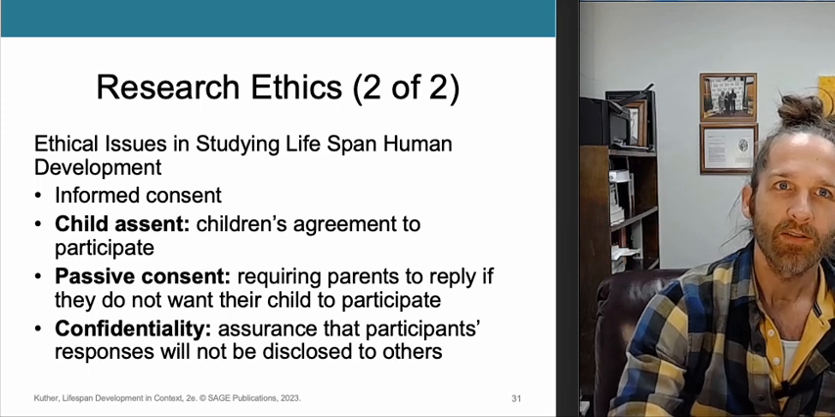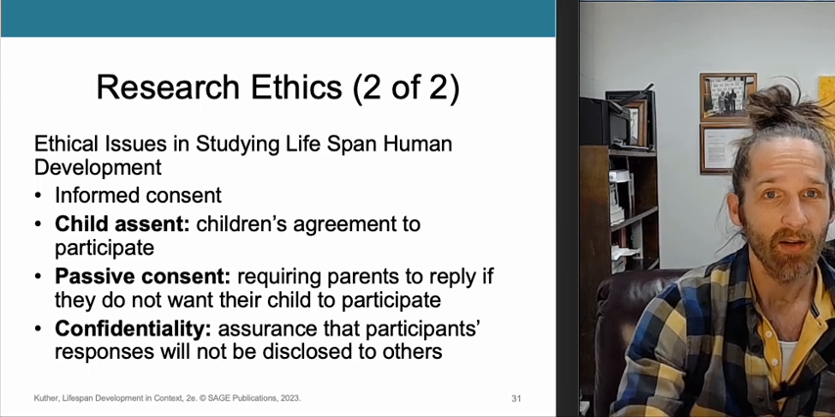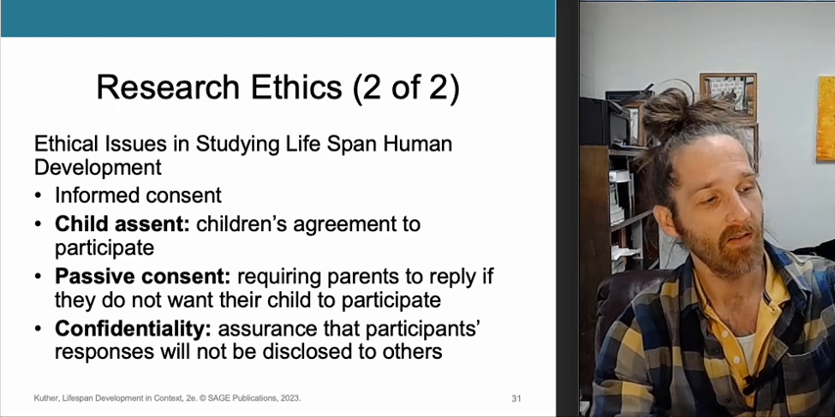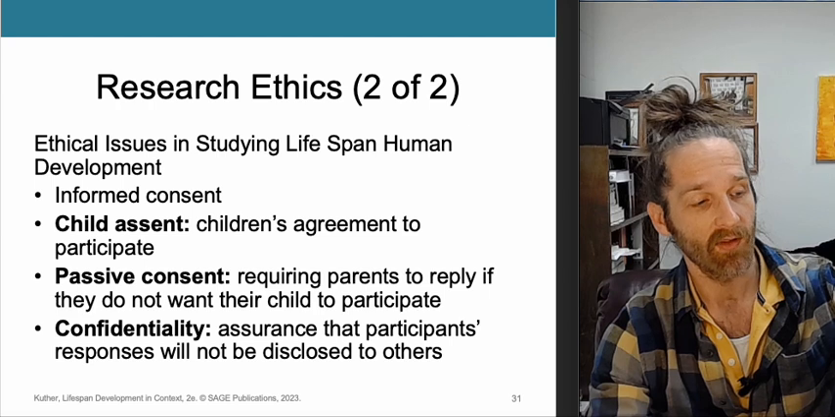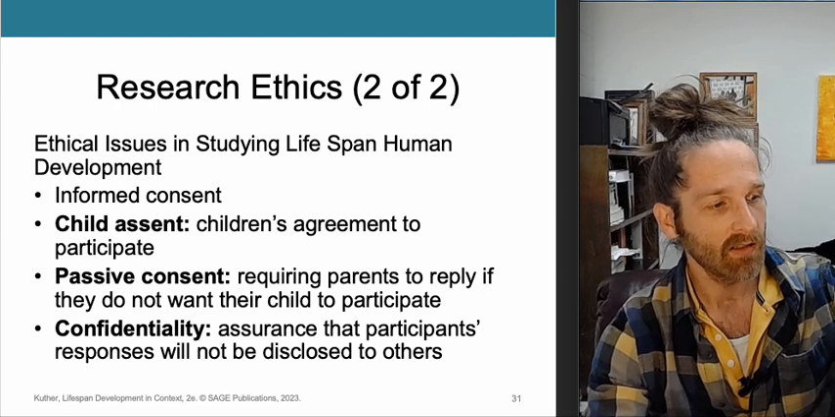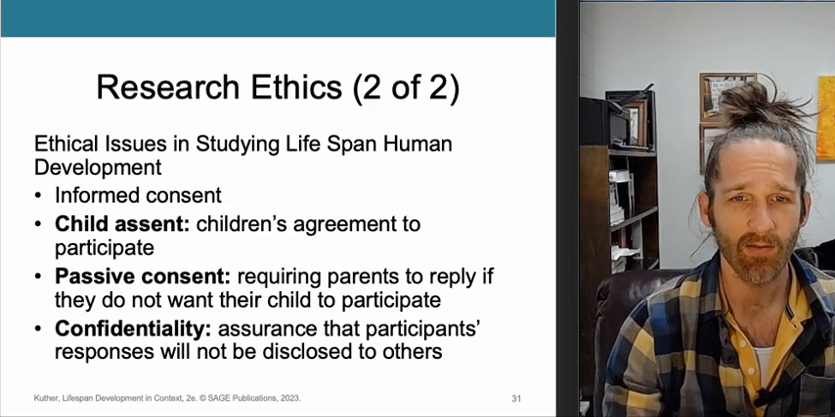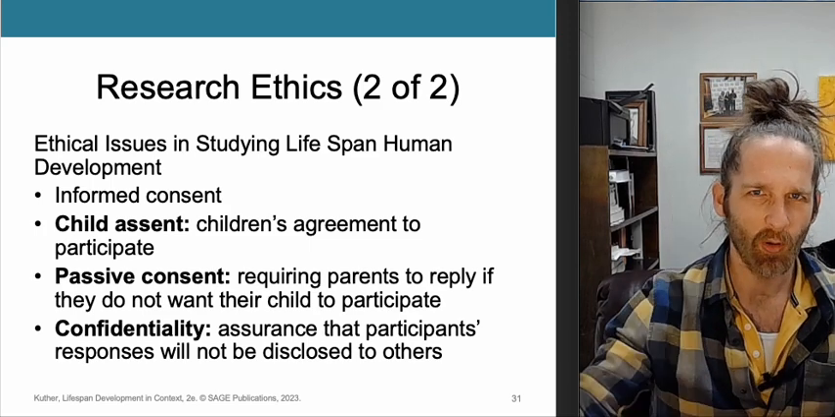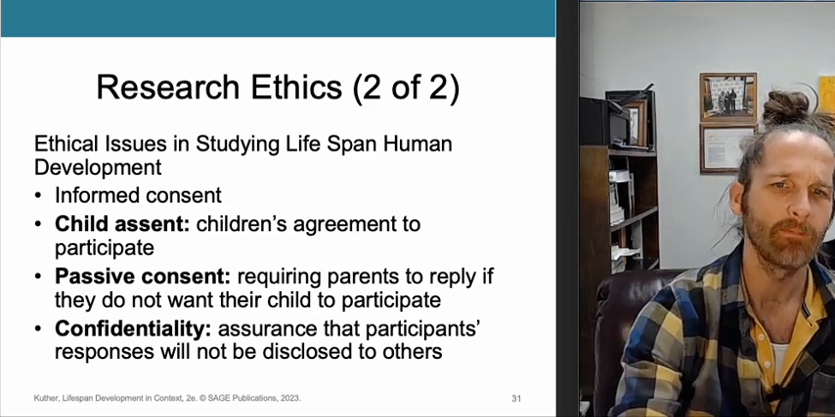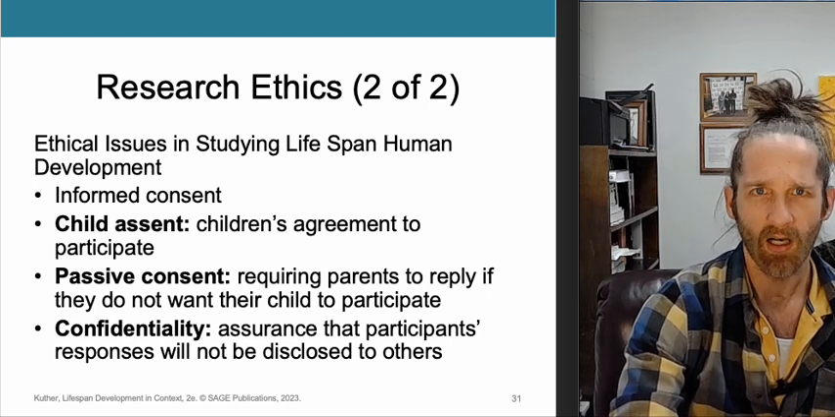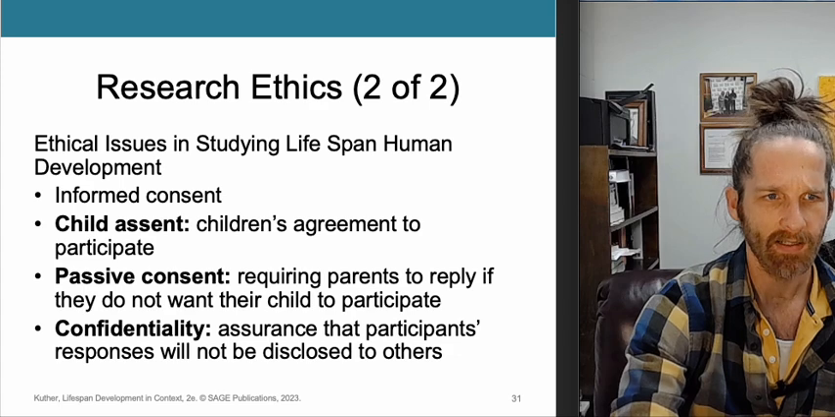If someone's involved in your research, they need to understand the possible downsides of participation, and that means they give their consent. If they're children, they are legally unable to give consent, and so they can only give what's called assent, which means they think they understand, but only their parents can give actual consent. And then confidentiality means you will keep their information confidential. You won't share it, and so they're protected.